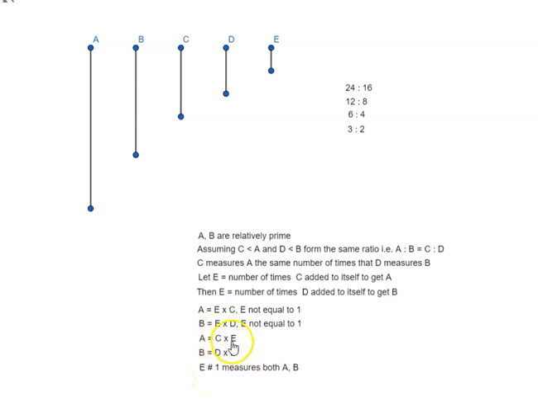So, E measures both A and B. But that is not possible, isn't it? Why? Because A and B are relatively prime, right? That means A and B are the least numbers which form a ratio, provided they are relatively prime. As we have seen in the example, if they are not relatively prime, they can't be the least numbers forming the ratio. So that is proposition number 21 of book 7 of Euclid's Elements.